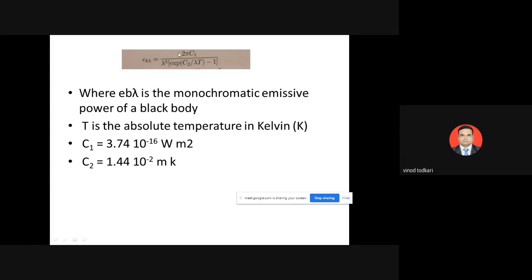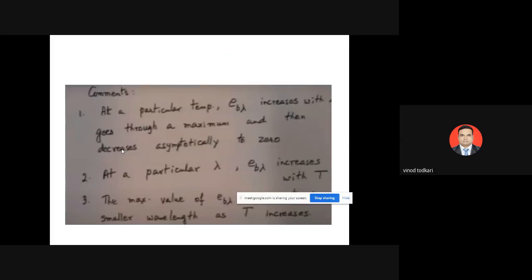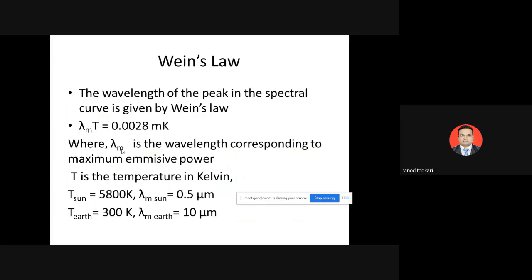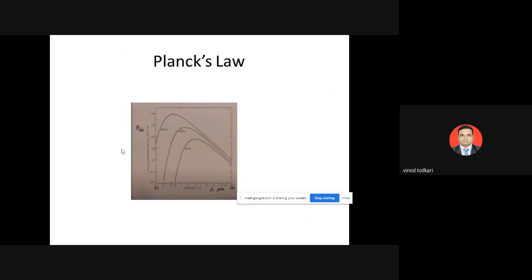So Planck did experimentation and found the values of C1 and C2. So these are the values of C1 and C2. And these are the three observations that were made by Planck. Now, what was Wien's contribution? Wien simply studied Planck's distributions, right?